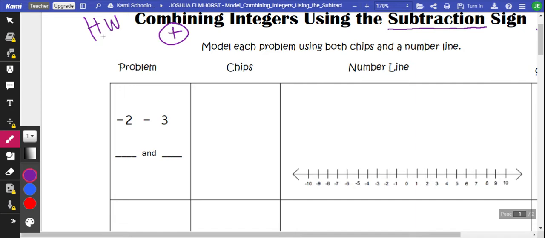Okay, we're going to take a look at the homework for combining integers using subtraction. Now, we learned a rule from the lesson that when we combine integers means we're putting them together, but subtraction means you're separating. So we actually need to use our rule. So the rule is that we are going to combine by adding the opposite.